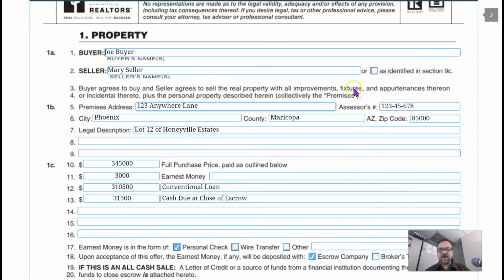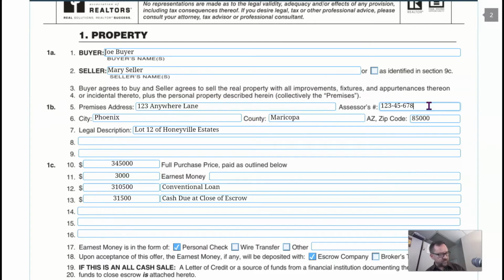And this is the basic line of the contract. It starts out, says the buyer agrees to buy and seller agrees to sell the real estate, the real property with all improvements, fixtures, and appurtenances thereon or incidental thereto, plus the personal property described herein, collectively as the premises. And then we have the premises address. And then you have this line over here. It's called the assessor's number.